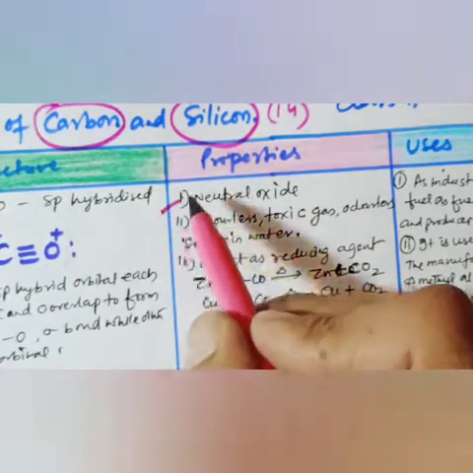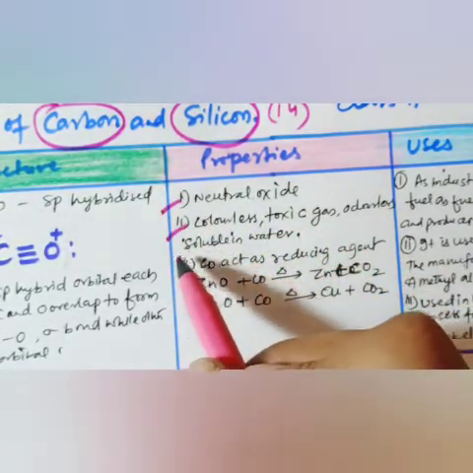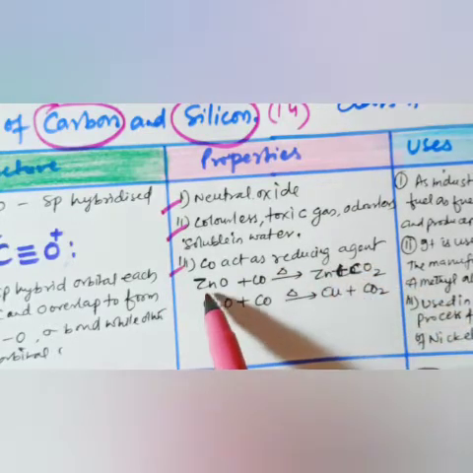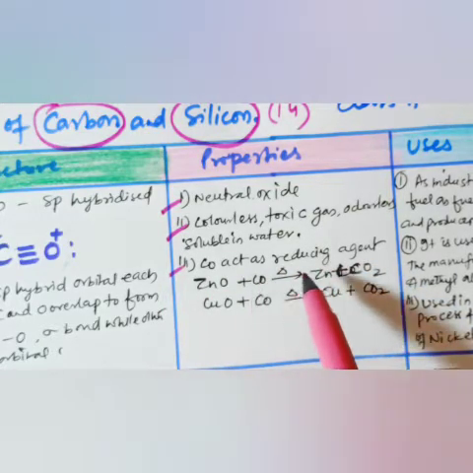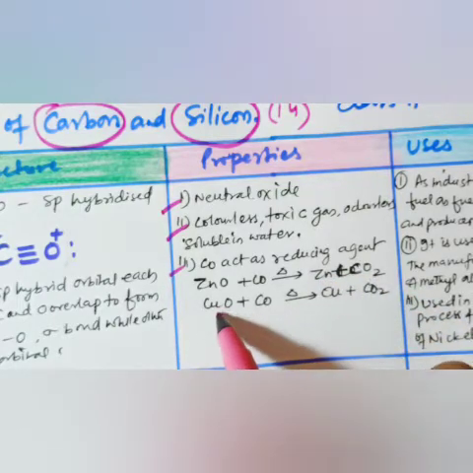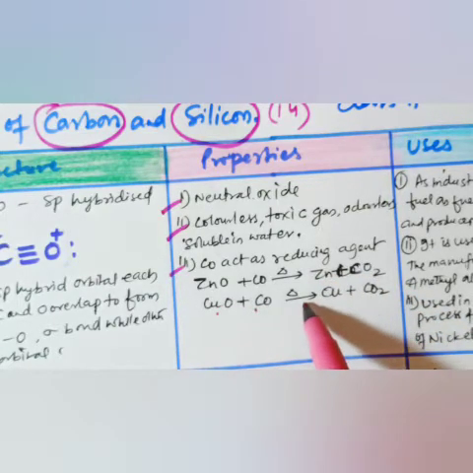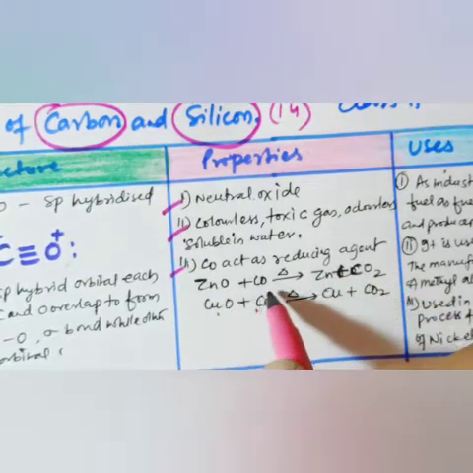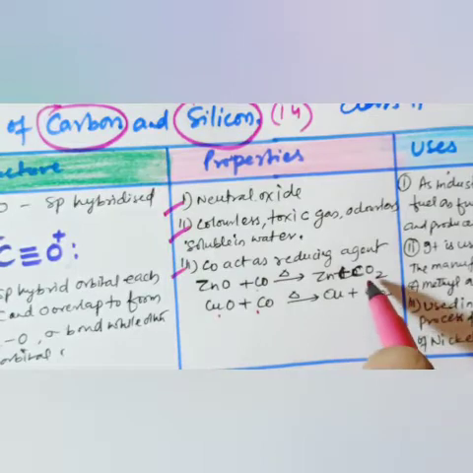Now the properties. It is a neutral oxide, a colorless, toxic, odorless gas, slightly soluble in water. Carbon monoxide acts as a reducing agent. Zinc oxide reacts with carbon monoxide and, on heating, converts into zinc plus carbon dioxide. Copper oxide plus carbon monoxide on heating gives copper and carbon dioxide. So in both cases, carbon monoxide converts into carbon dioxide.